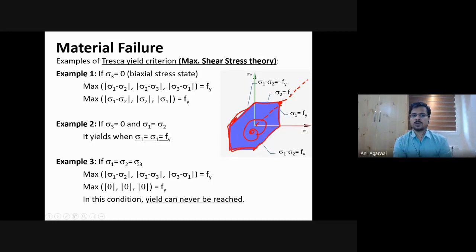Fine. Other conditions can be, I'll just do one more example here. When sigma 1 is equal to sigma 2 is equal to sigma 3. Then when will the metal yield, as per the Tresca criteria? It will never yield. Very good. So sigma 1 is equal to sigma 2, this will become 0, this will remain 0. So you will always stay at 0. You will never go beyond this 0 point, never move out of it. As long as you are within this geometry, it never yields.